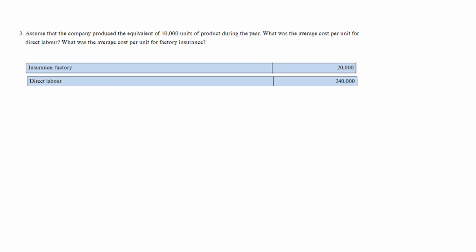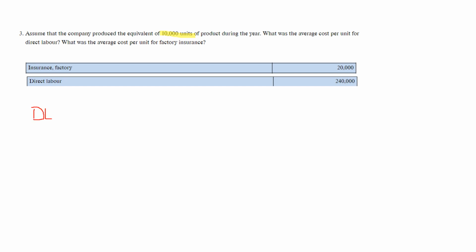All right, so for requirement 3, it says, assume that the company produced the equivalent of 10,000 units of product during the year. So I'm going to highlight that. So we have 10,000 units produced. What was the average cost per unit for direct labor? So as you can see above, I've pulled in our direct labor amount of $240,000.